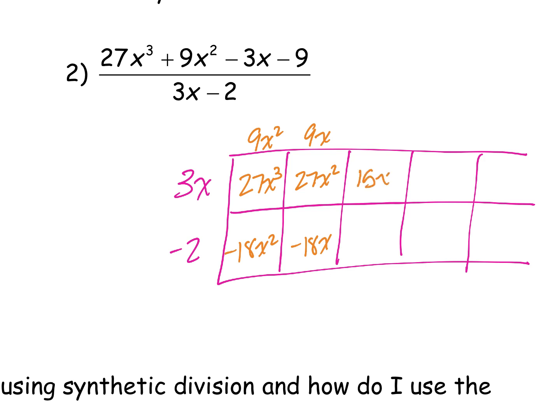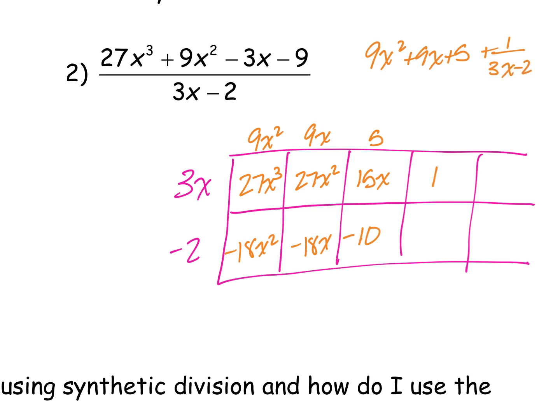What do I add to negative 18x to get negative 3x? 15x. So that would be 5, right? And 5 times negative 2 is negative 10. What do I add to negative 10 to get negative 9? 1. So my answer should be 9x squared plus 9x plus 5 plus 1 over 3x minus 2.